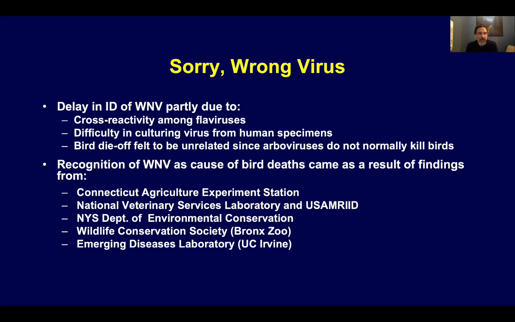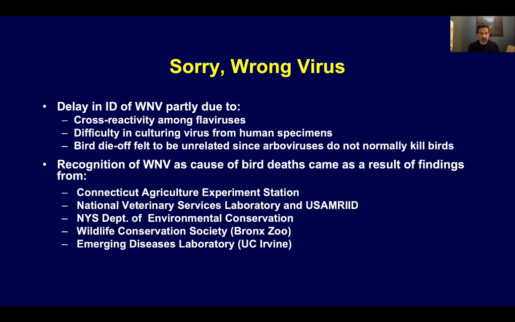It came as a result of other investigations that were happening at the Connecticut Agriculture Experiment Station, the National Veterinary Service Laboratory at USAMRIID, the New York State Department of Environmental Conservation, the Wildlife Conservation Society at the Bronx Zoo. They had flamingos that had died there, and a very astute veterinary pathologist who investigated them carefully and really was pushing the CDC to test those specimens as well to see if there was a link. And also the Emerging Diseases Laboratory at UC Irvine that was at the time led by Ian Lipkin, who is now at Columbia and has done a tremendous amount of work around emerging infectious diseases since then.